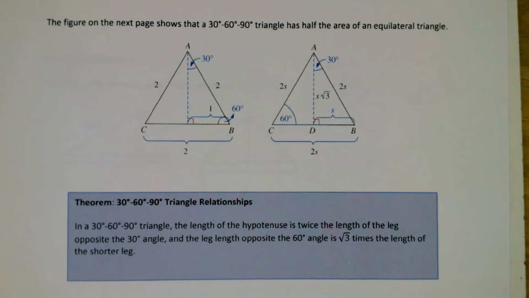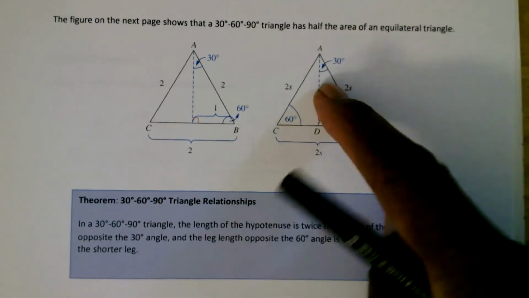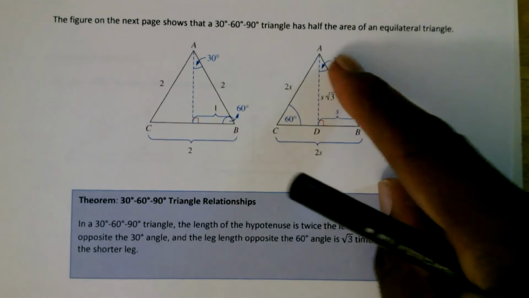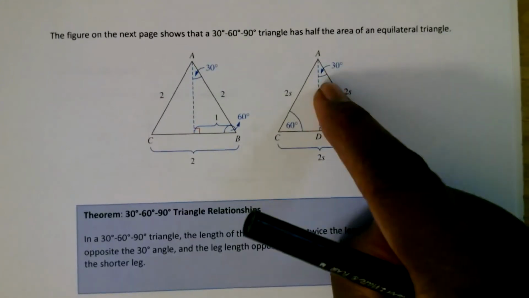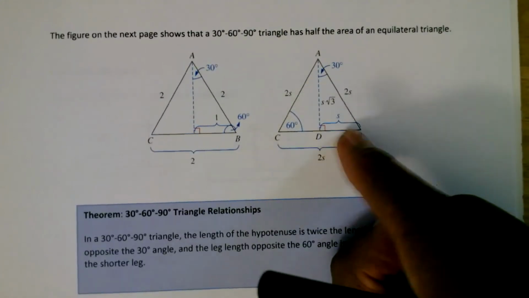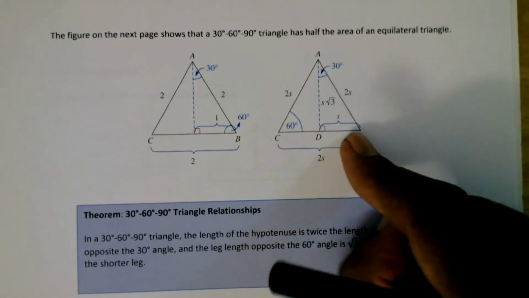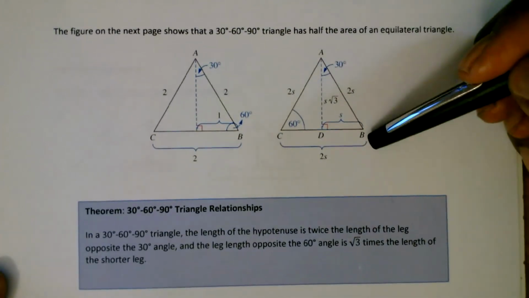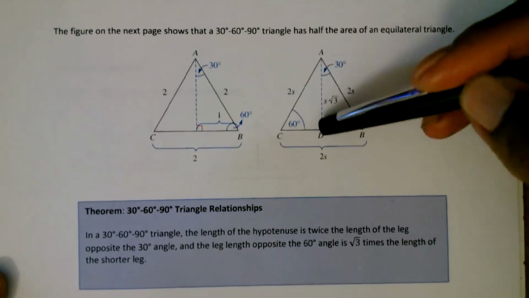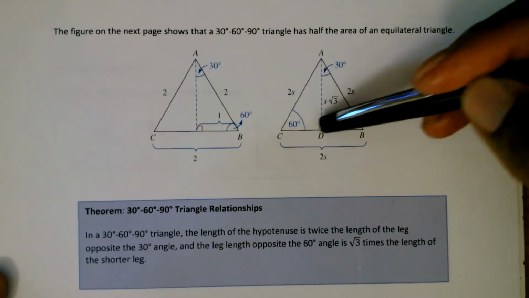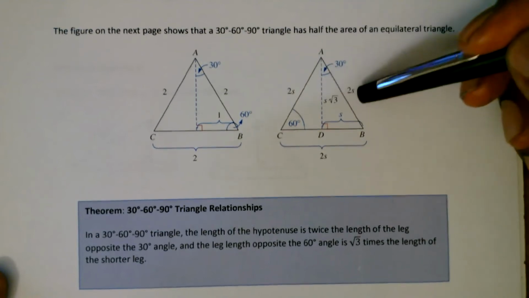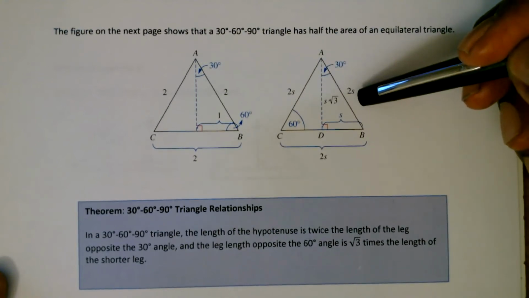So in a 30, 60, 90 triangle, which is this theorem here, the length of the hypotenuse is twice the length of the leg opposite the 30-degree angle. So here's the 30-degree angle here. This length, and here's the opposite side right here of that 30-degree angle. That's s. The length of this hypotenuse will be 2 times the length of this side right here. If this is s, your hypotenuse will have to be 2 times s.